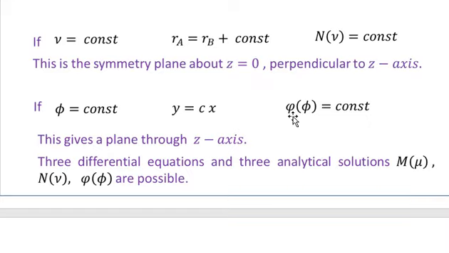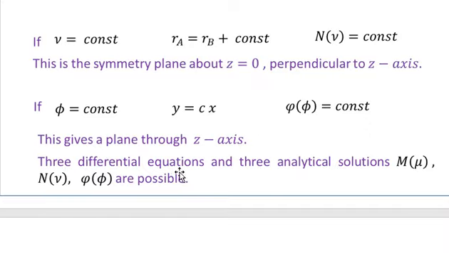And then the wave function, which is phi of phi, is equal to constant. This gives a plane through the z-axis. We have also discussed that for phi, any value of y will represent a plane through the z-axis. So this will give us a plane through the z-axis again.